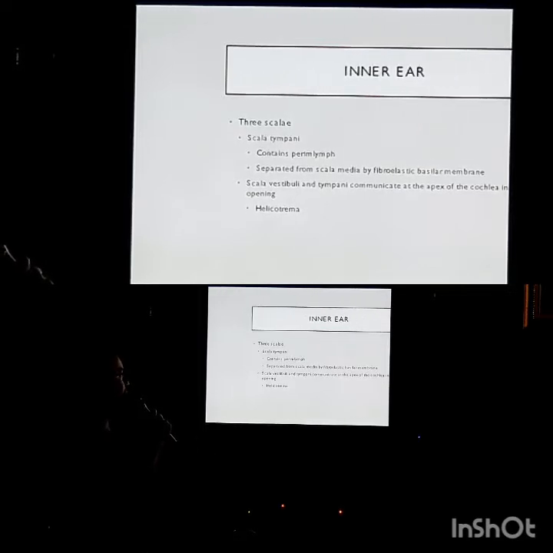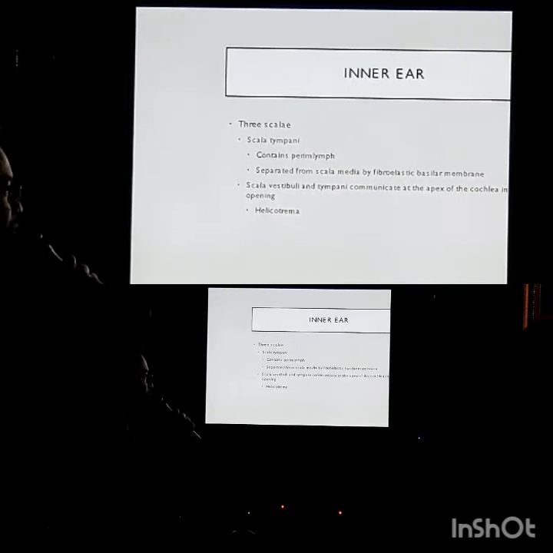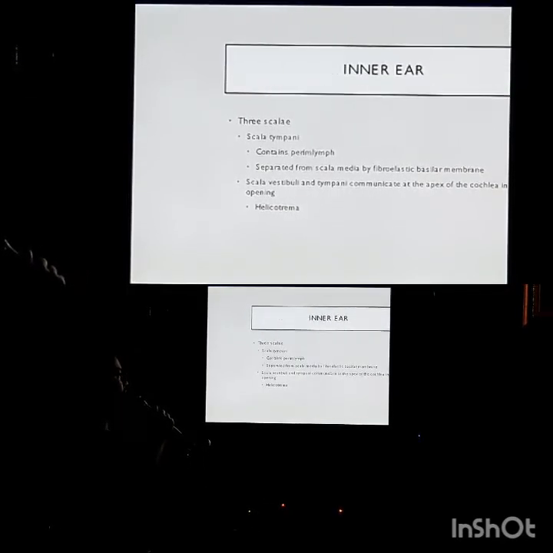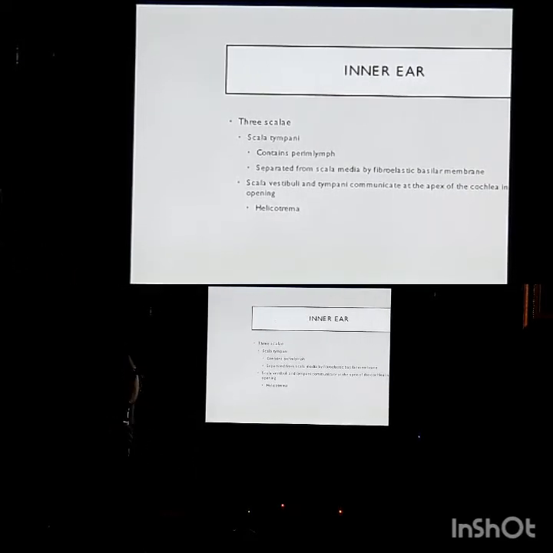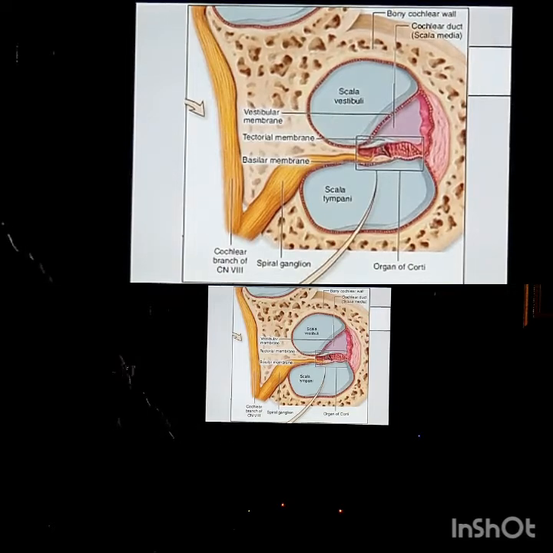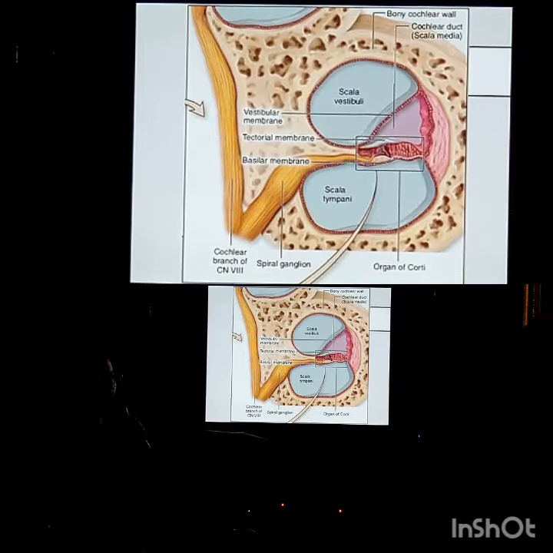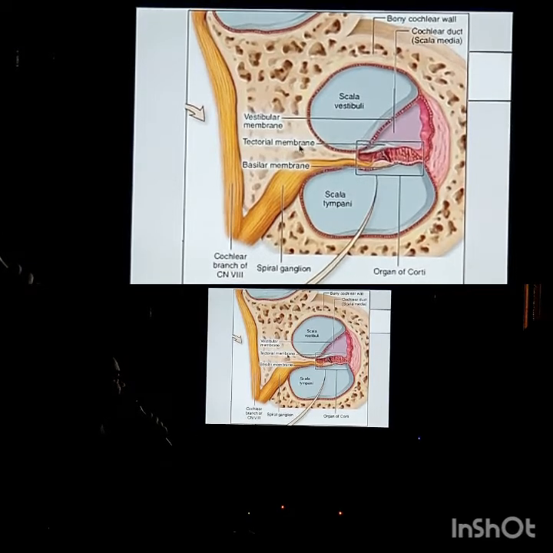And lastly, you have the scala tympani. It also contains perilymph, and it is separated from the scala media by a fibroelastic basilar membrane. So, you should know that the scala vestibuli and tympani actually communicate at the apex of the cochlea in an opening called the helicotrema. So if you stretch out the cochlea in its 2 3/4 turn, the scala vestibuli and scala tympani are actually one very long tube, or one very long layer. So here's an illustration of the scala vestibuli, scala media, and scala tympani.